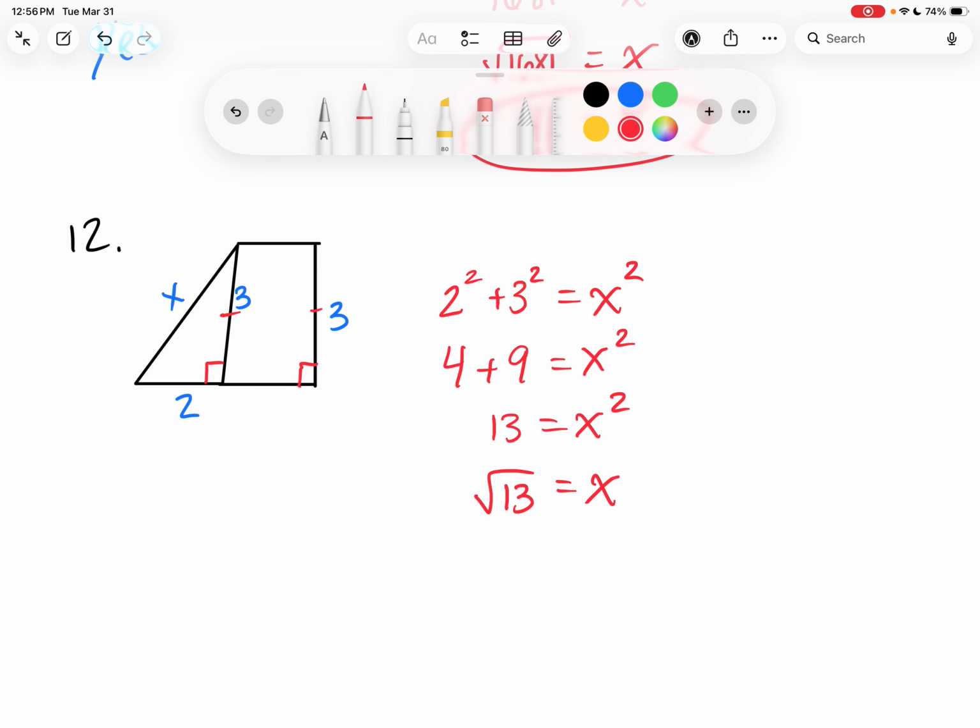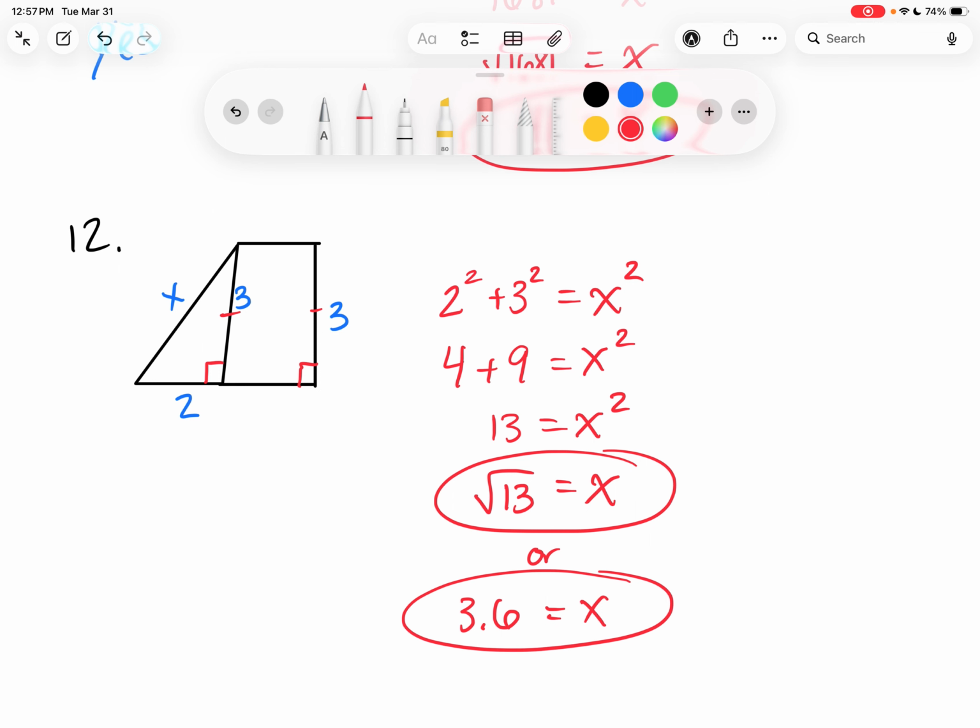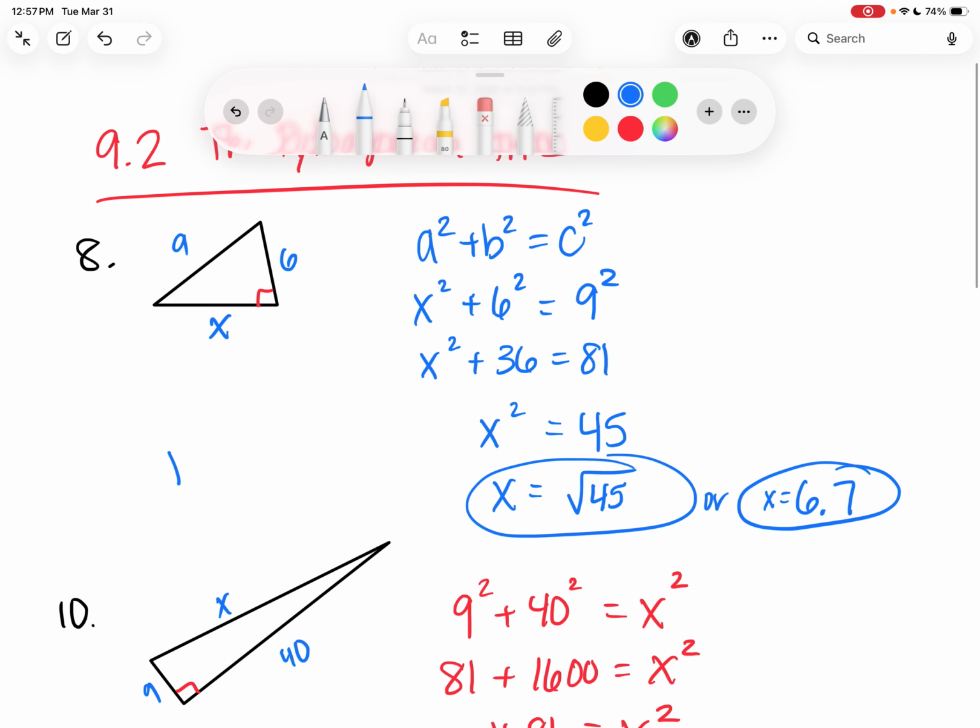Is that a perfect square? Nope. So we can either leave it here or somebody tell me what the decimal is. 3.6. So we can also write it that way, and that would be totally fine. Is this a Pythagorean triple? No. I guess the one that we talked about that I didn't write, but I should go back up here and write.